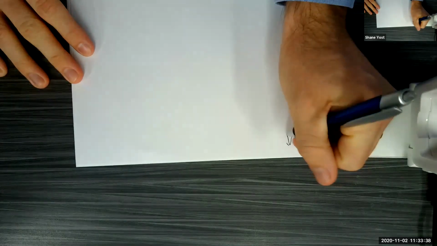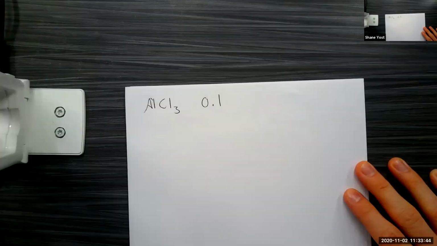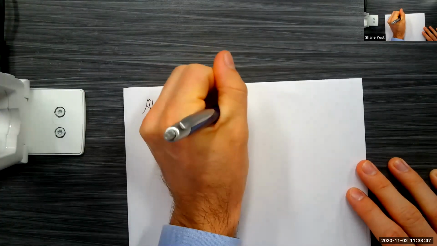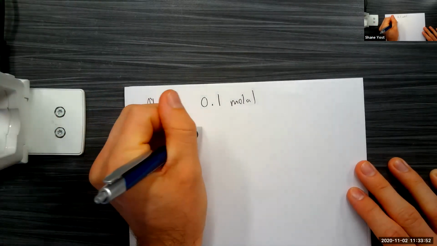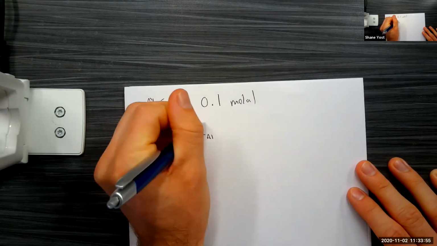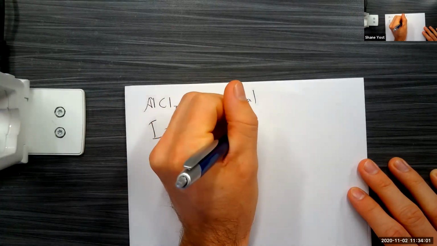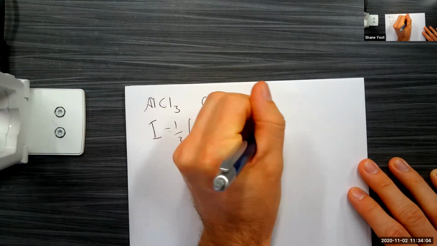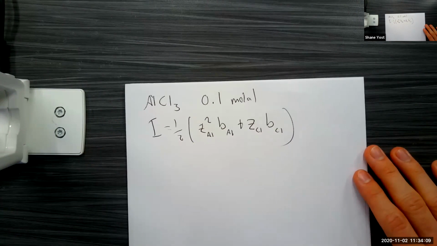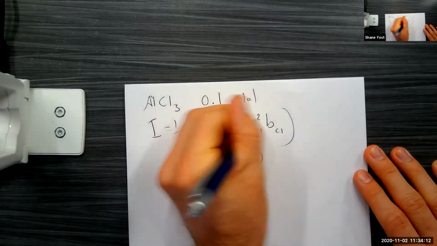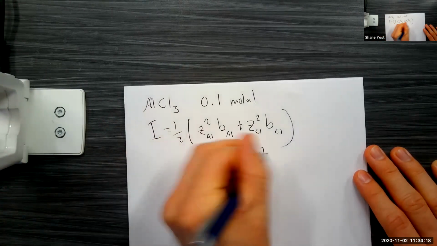Right. So if I have, say, aluminum chloride with 0.1 molal, then I here is 1/2 times the charge of aluminum squared times the molality of aluminum, plus the charge of chloride squared times the molality of chloride. That's what the ionic strength is. For chloride, the charge is 1, and that should be squared. For aluminum, the charge is 3. So it's 3 squared, 1 squared.